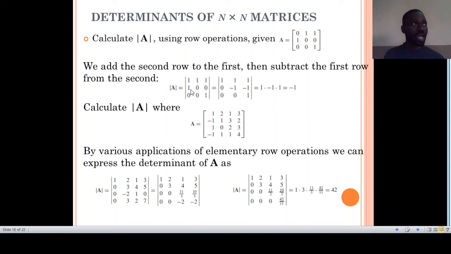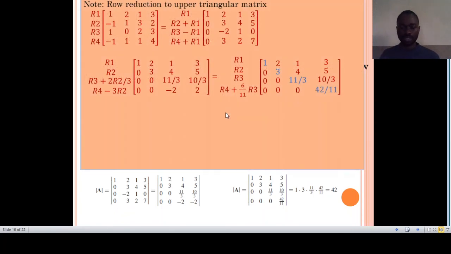If you do that from here, you are going to have 0, 1 minus 1 is 0, 0 minus 1 is minus 1, 0 minus 1 minus 1. Okay, I have 0 here, and luckily for me, I have 0 here already. I will not do anything since there's 0 here already. I have 0 here too. I can't do anything. So you multiply the diagonal. That will give you the determinant.